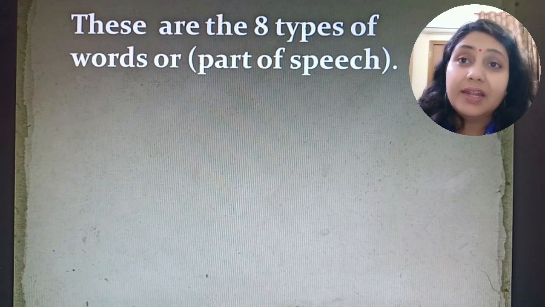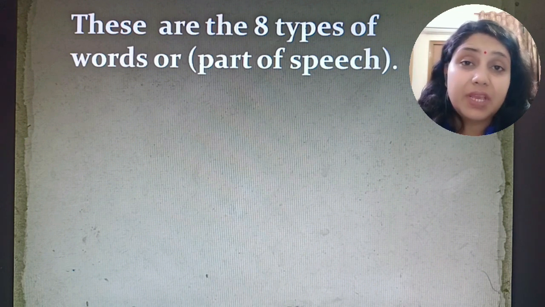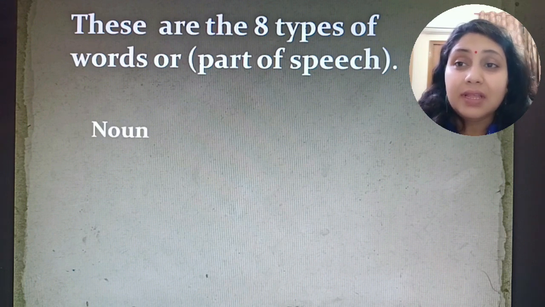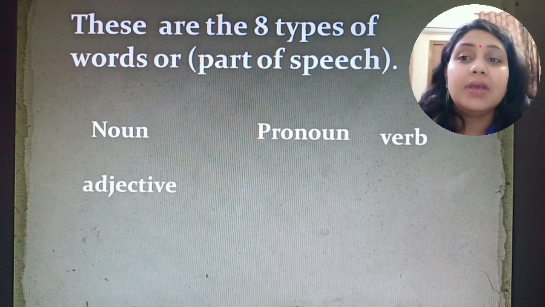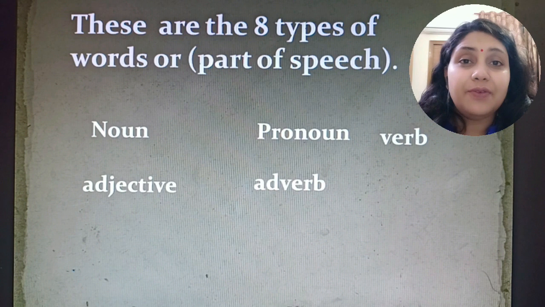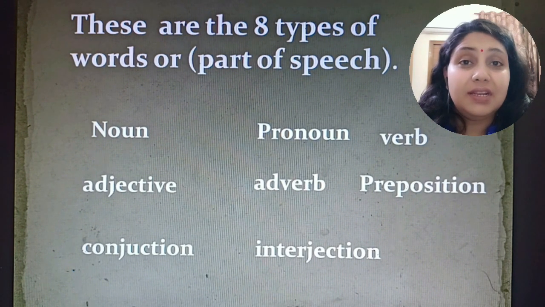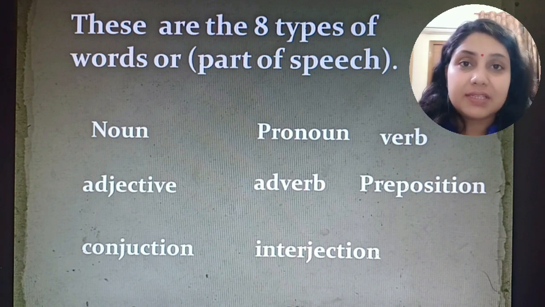These are 8 types of words, or we call them part of speech. These are part of a sentence, as I told you earlier. Noun, pronoun, verb, adjective, adverb, preposition, conjunction, interjection. So these are categories of word. So with the help of these category, we make sentence.